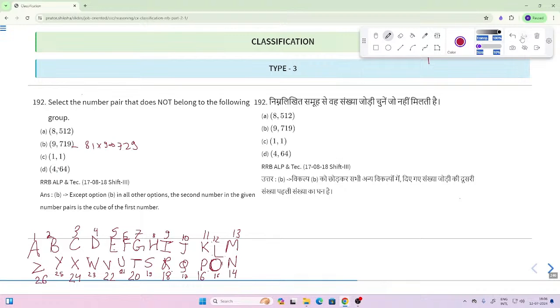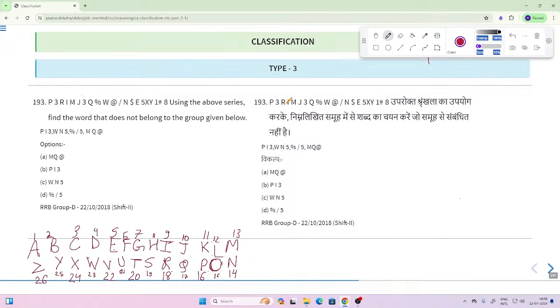Yes. Of these, only B is wrong because it should be 729, not 719. That is your answer.